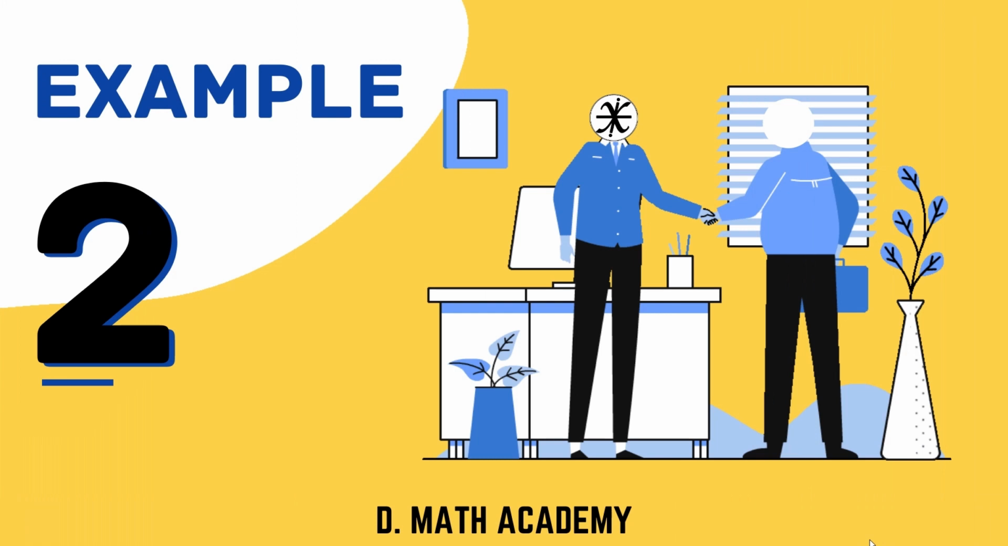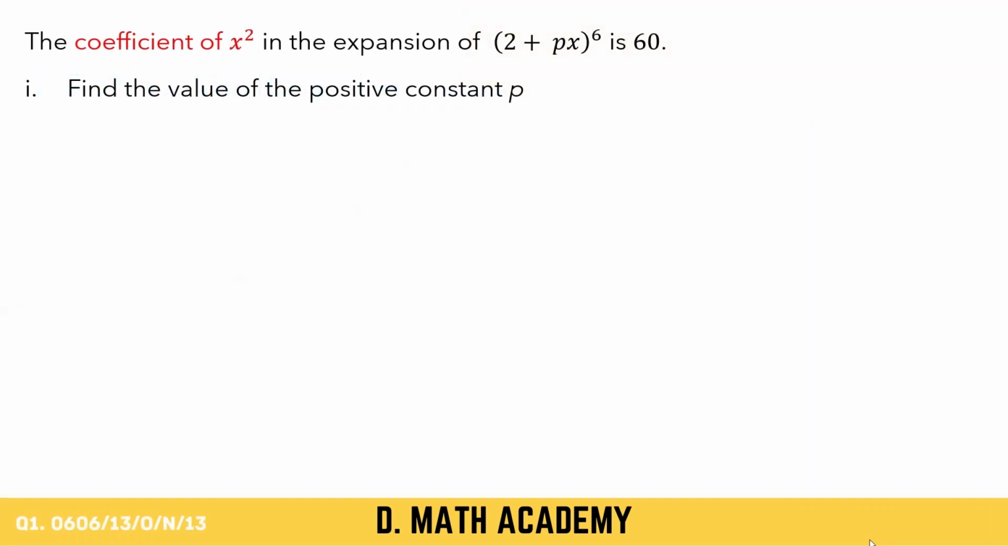Moving on to example 2, we have the coefficient of x squared in the expansion of (2 + px)^6 is 60. So we have to identify the coefficient of x squared here through the expansion. First thing first, I know that the maximum number of terms I can expand will be 7 because 6 plus 1. I took the power, add 1, then I will get 7. However, the question is only asking for x squared. So for me to get to x squared, this will actually be my third term.